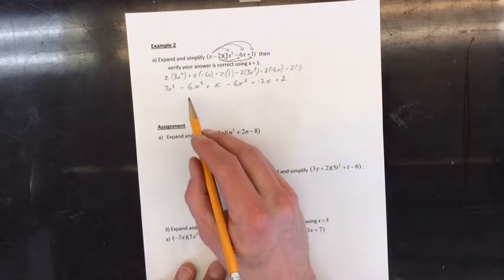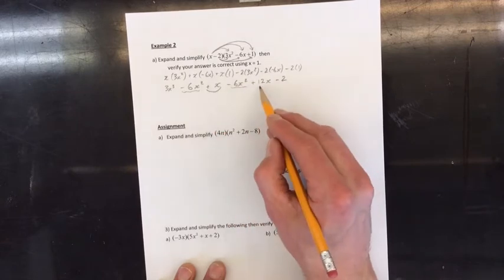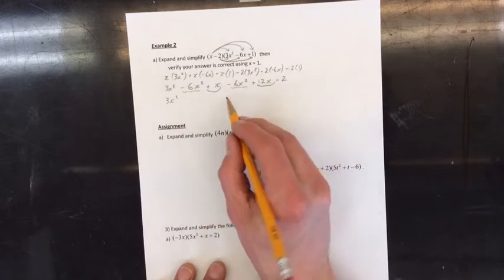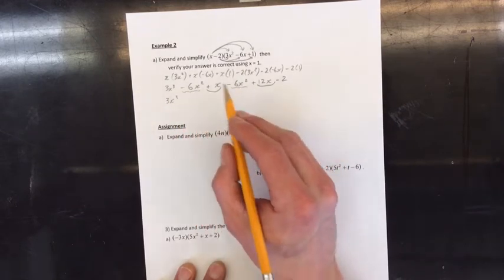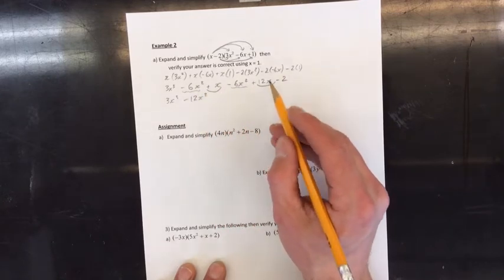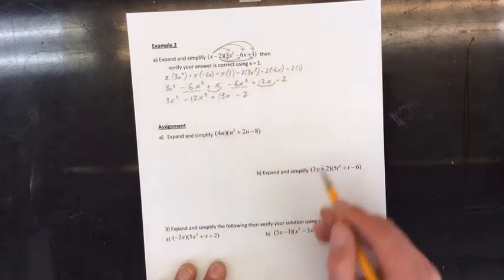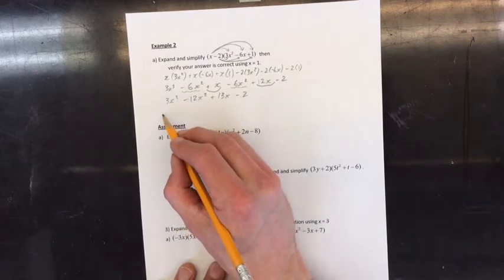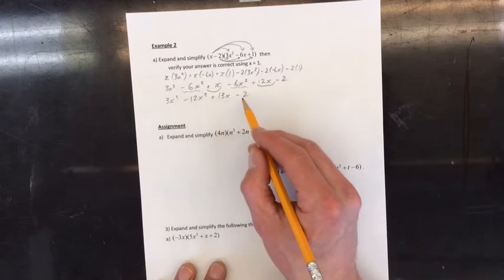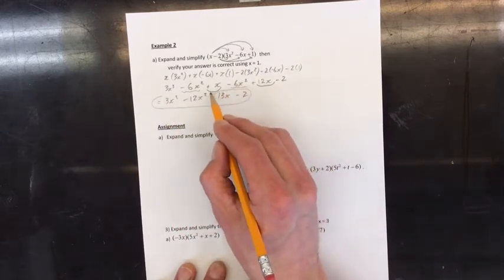Looking for like terms, I have x squared terms and I have x terms that need to be combined. So 3x cubed, negative 6x squared and negative 6x squared is negative 12x squared. Positive x and positive 12x is plus 13x and minus 2. So we have 3x cubed minus 12x squared plus 13x minus 2 as our expanded solution.